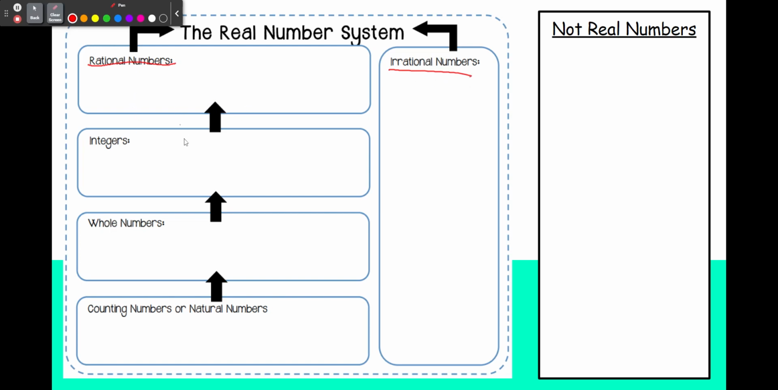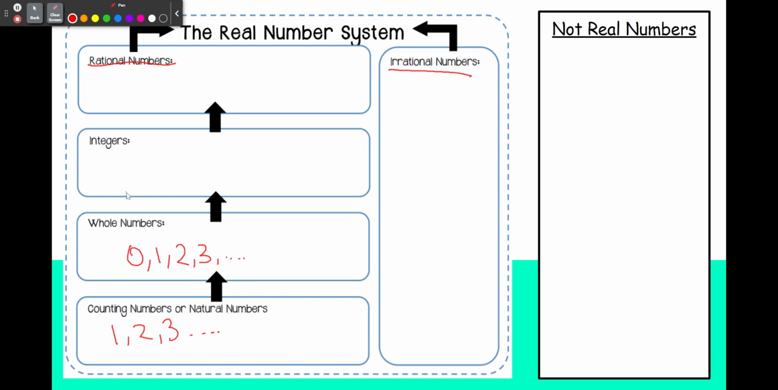Rational numbers actually start with our counting numbers. Counting numbers are numbers that we first learned how to count with. We've gone over this a couple of times. So, 1, 2, 3, and so on. Whole numbers are just like counting numbers, except they give you a 0. So it'd be 0, 1, 2, 3, etc.